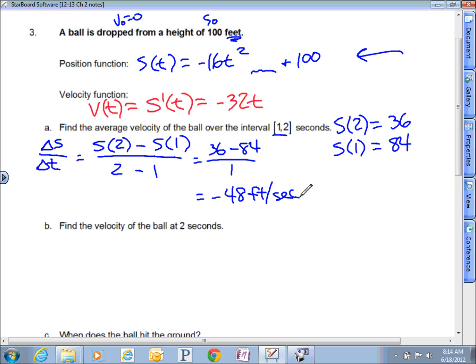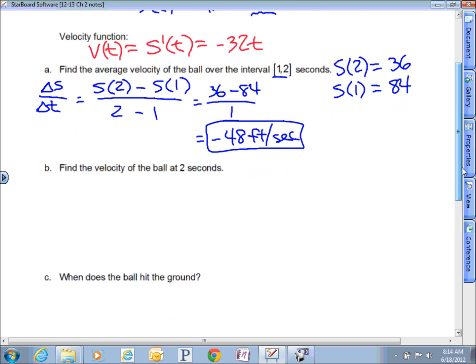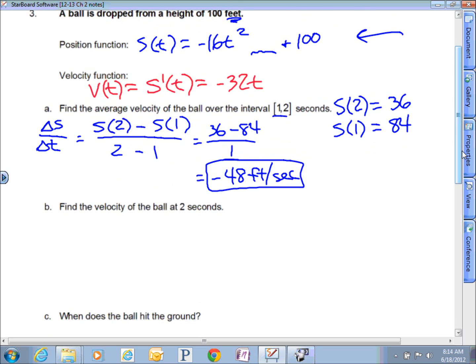Why is it feet per second? Because the position is changing in feet and the time is changing in seconds, negative 48 feet per second. Does the negative make sense? Yes, because that velocity is causing the position to get smaller. It's falling, so the position is getting smaller.